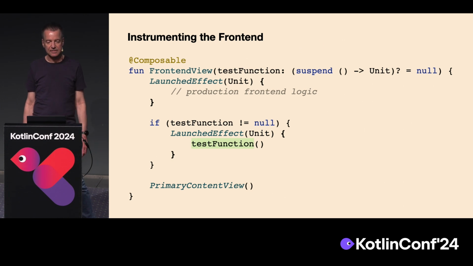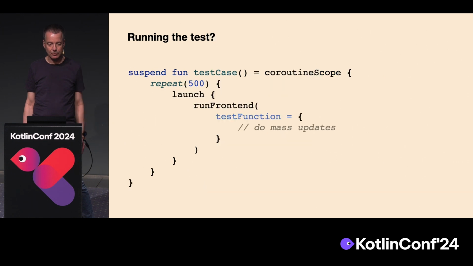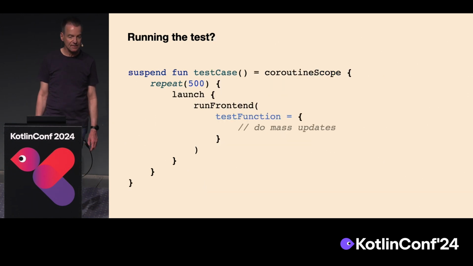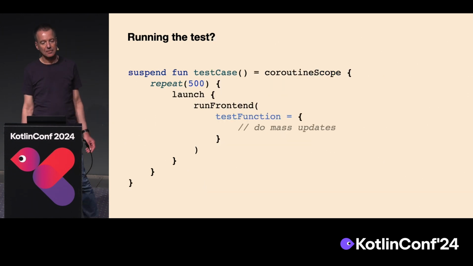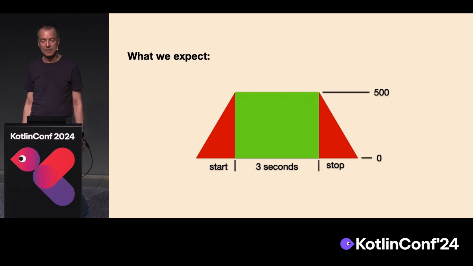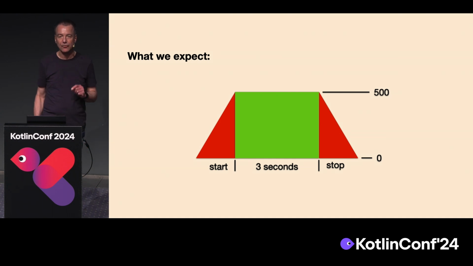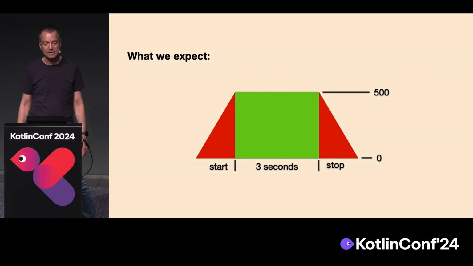So when we want to run the test with something like this, we might be tempted to do it like this. So launch 500 frontends, then call some run frontend function with our test function. But this might not work as expected, because what we want to see is something like this: start the frontends, then have mass updates at the full concurrency level for 3 seconds, and then stop the frontend. But instead, what might happen is this.